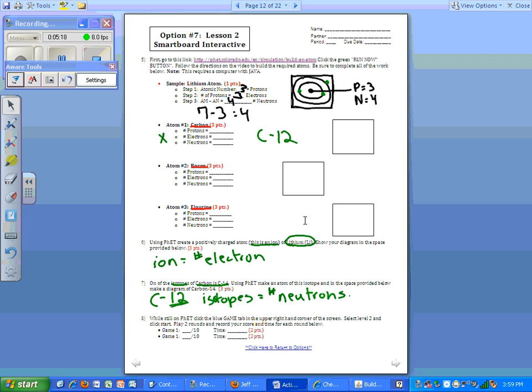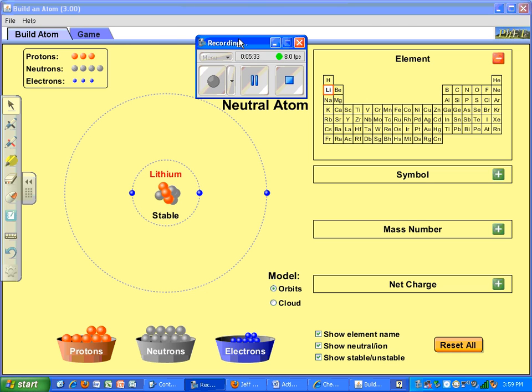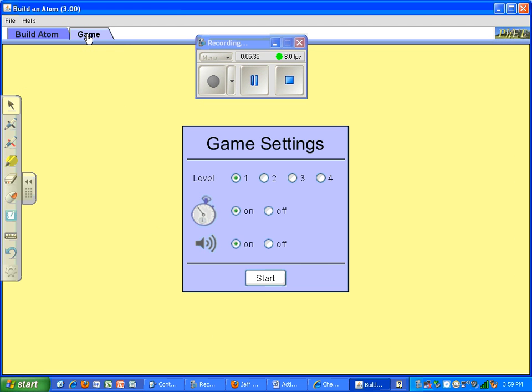All right, and for the last one, what you're going to be doing is playing a game on PhET. You're going to be playing level 2 of the game, and you're going to be playing 2 rounds of it. So if I go to PhET, which is right here, in the upper right-hand corner, there's a game button. You're going to click that, change this to level 2, and click Start. And that will start the game.